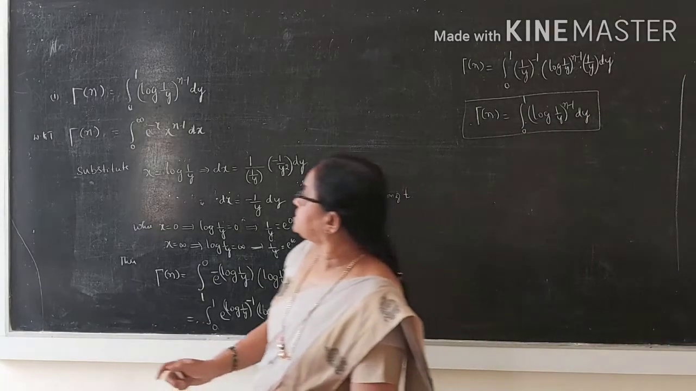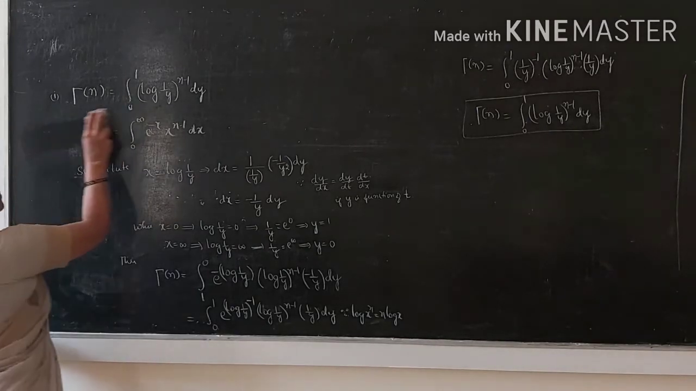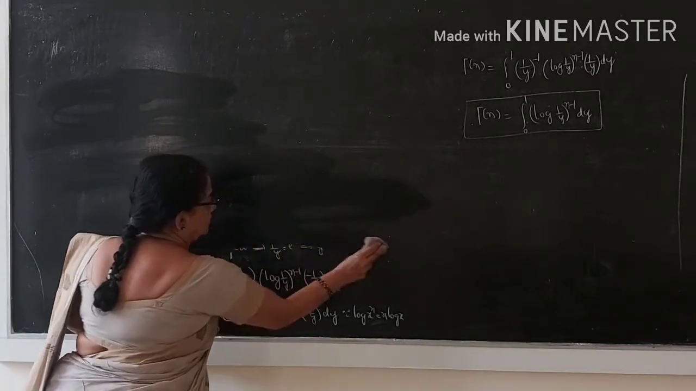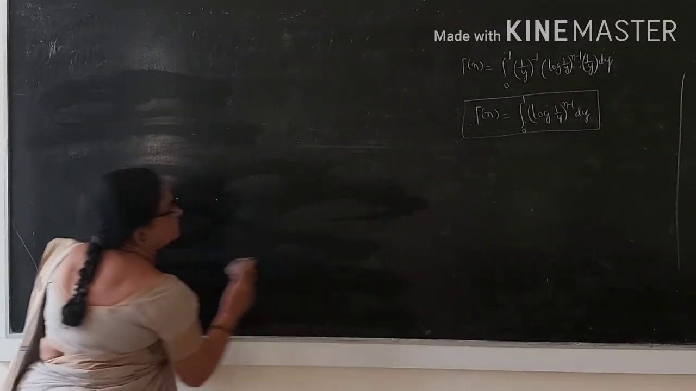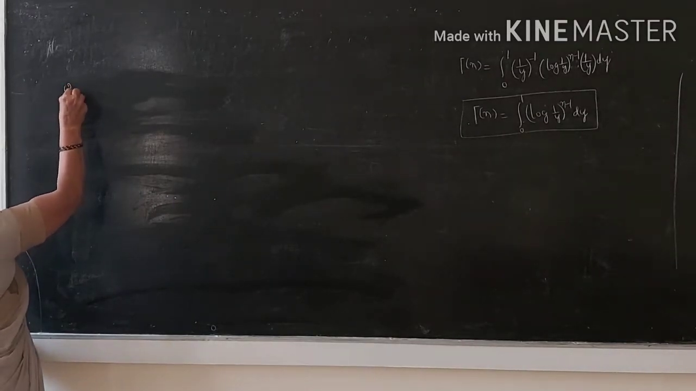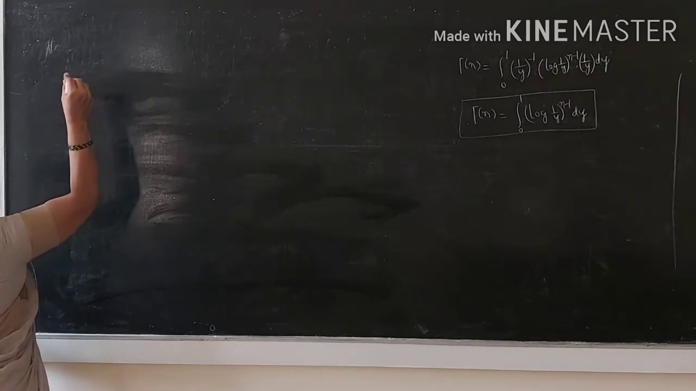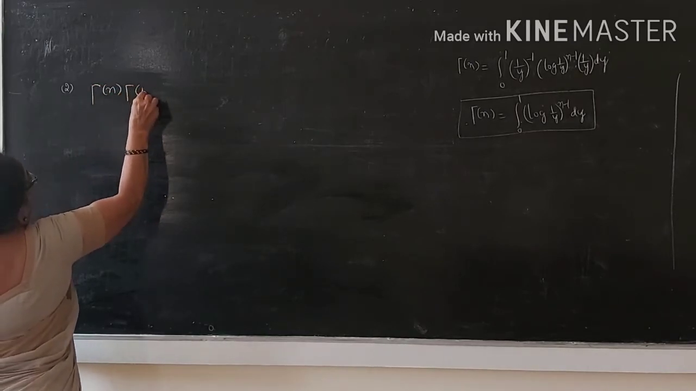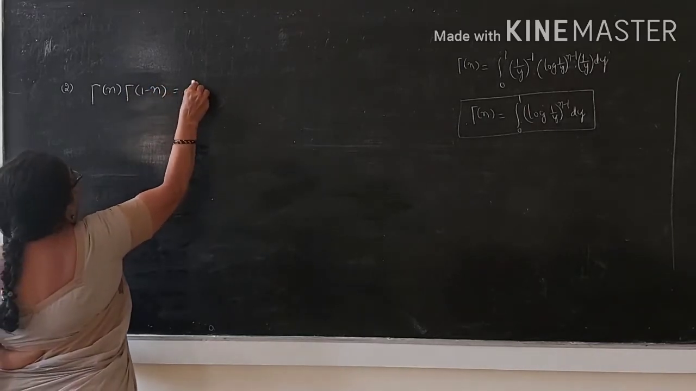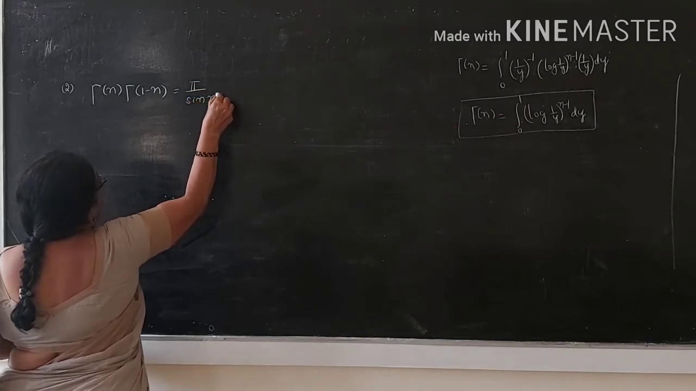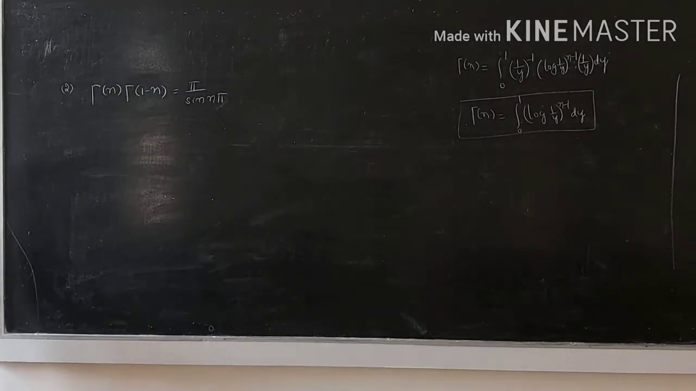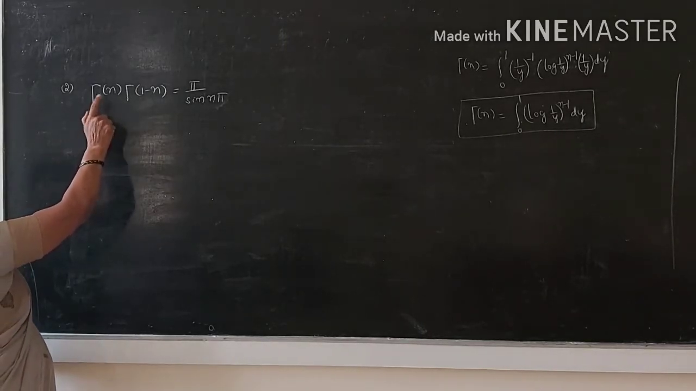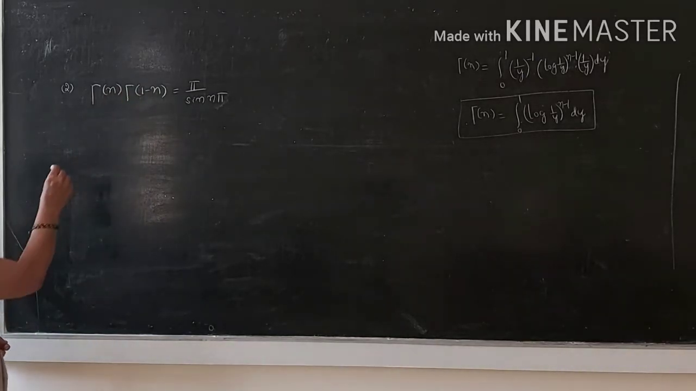Okay. Next property I want to prove is the second property. What is that? Gamma of n into gamma of 1 minus n is equal to pi over sin n pi. You want to prove this result. If you observe this result, here there is a product of two functions. One is gamma of n and another one is gamma of 1 minus n. I know only this result.